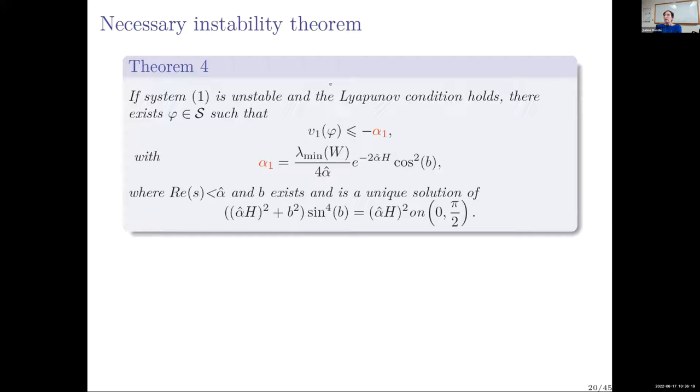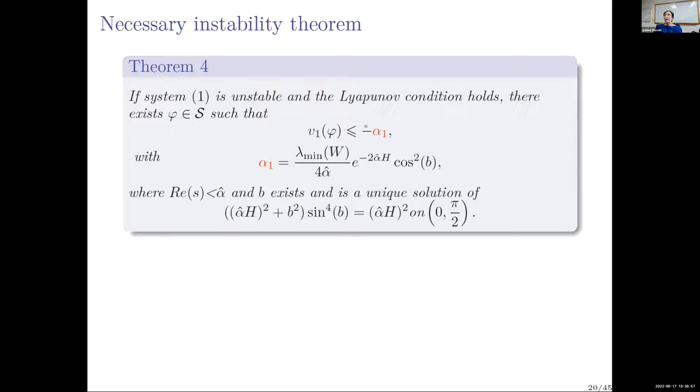Okay. We also have an instability condition. If the system is unstable and the Lyapunov condition holds, then there exists a functional, an initial condition in the set S, such that when evaluated at this initial function, the functional is negative. And we can compute this value.